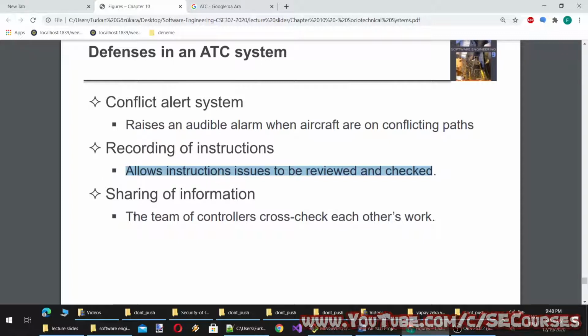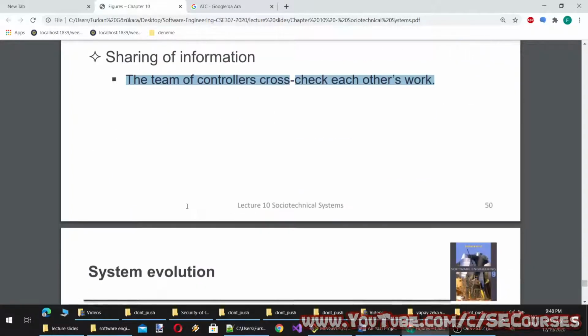And sharing information, the team of controllers cross-check each other's work, this is a very good defense system. If there are multiple operators, the chances of all of them failing is much lower than a single one. It is like a RAID system. When we do a mirror, for example, all of the disks have to fail for us to lose data.